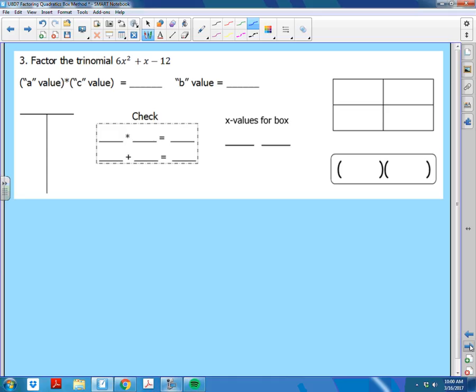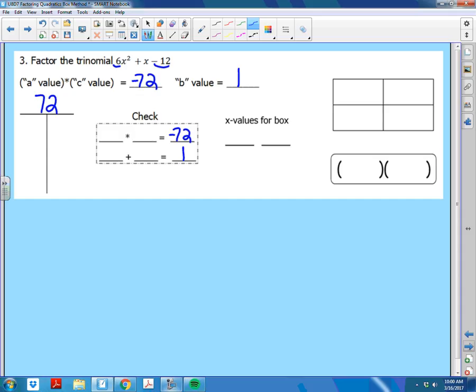That's not right. 6 times 12 is not 48. Okay, so my A value is 6, and my C value is negative 12, which makes my A times C negative 72. My B value is 1, right? So I need to factor 72 so that the product is negative 72 and the sum is 1, right?